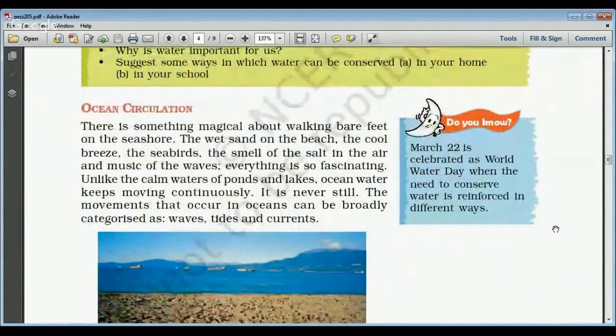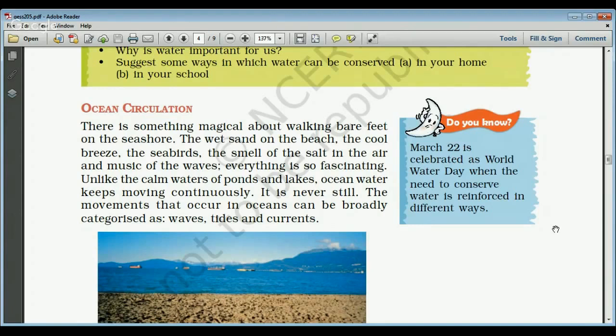Now we'll see what is ocean circulation. See, the ocean water is always moving. If you see the discussion of the ocean, there is something very magical about walking barefoot on the seashore, the wet sand on the beach, the cool breeze, the seabirds, the smell of the salts in the air, and the music of the waves. Everything is so fascinating whenever you go to the coastal areas, whenever you go near the oceans.